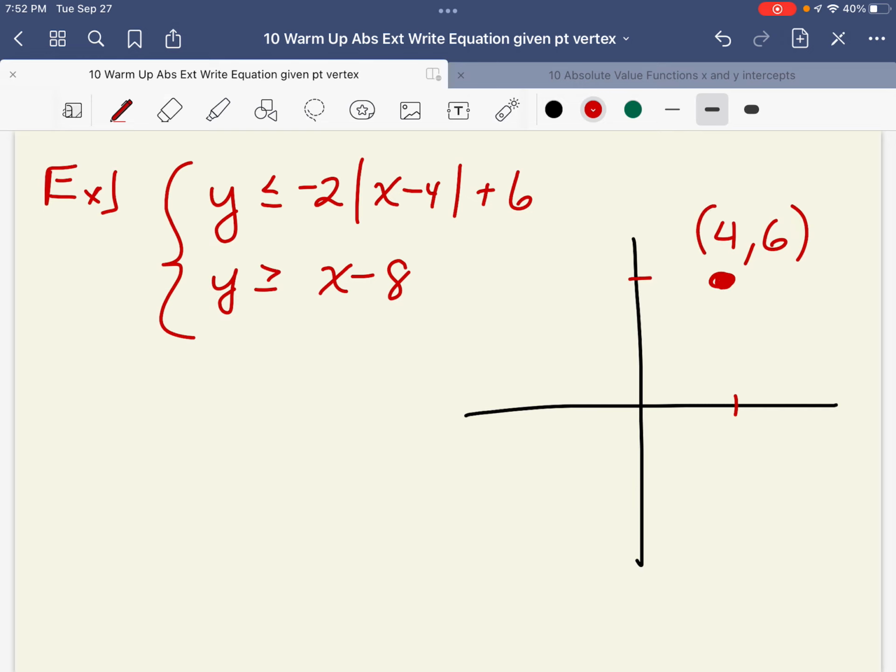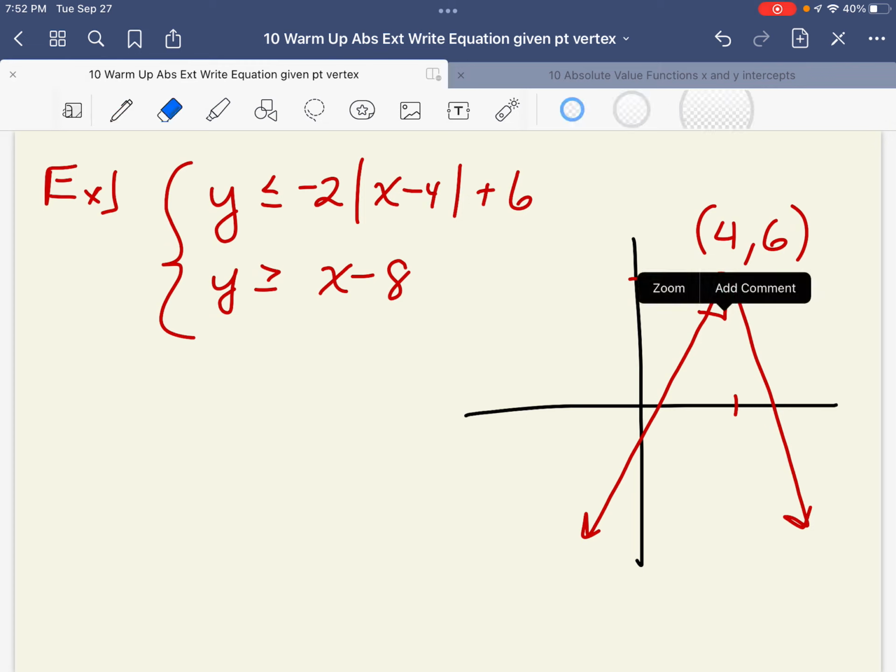It does have a slope of negative 2, so I'm going to go down 2 and over 1. If I do that a couple times, down 2 and over 1, I'm going to end up with a V shape that is opening this way. So it looks like I can take care of that first graph. No need for a dotted line, right? No need for a dotted line.